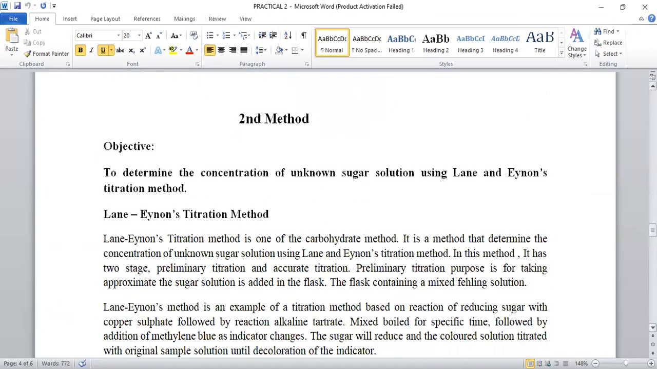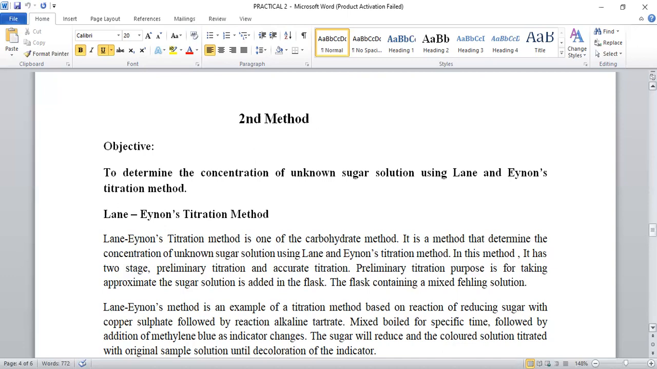The second method of measuring the concentration of glucose in any juice is the volumetric method. In this method, we use the Lane and Eynon titration method. So firstly, we will study the Lane and Eynon titration method. It is one of the carbohydrate methods, used to determine the concentration of an unknown sugar solution. In this method, there are two stages: first is preliminary titration and second is accurate titration.